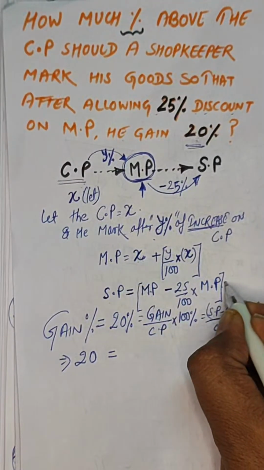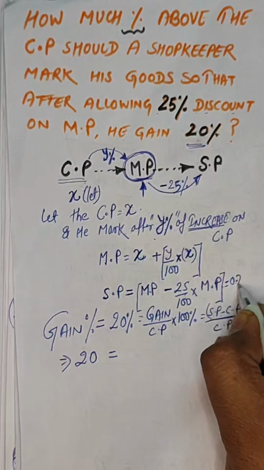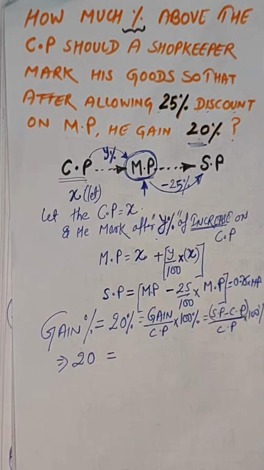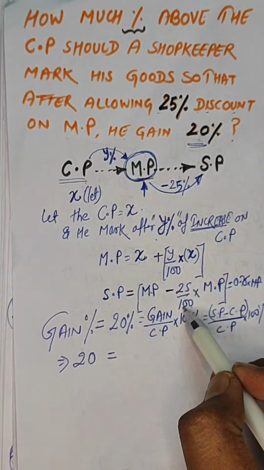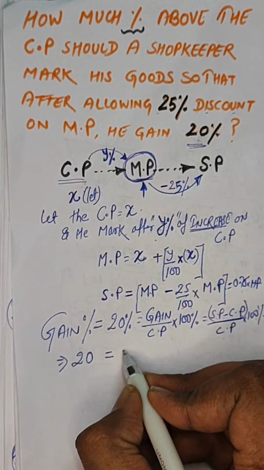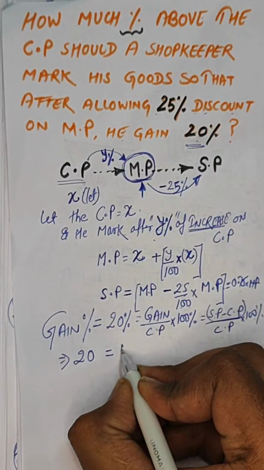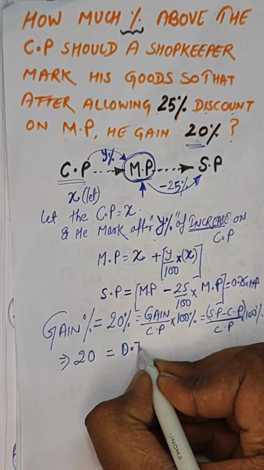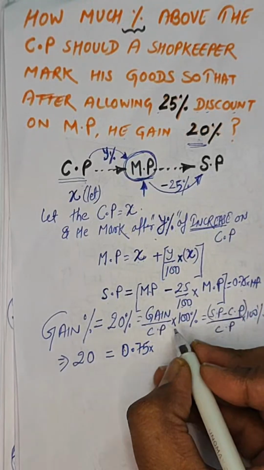So can we write it as 0.75 of MP? Can we write it? Because 100 minus 25 is 75, and 75 by 100 is 0.75. So let me write it over here. That is SP. SP is 0.75 into MP.